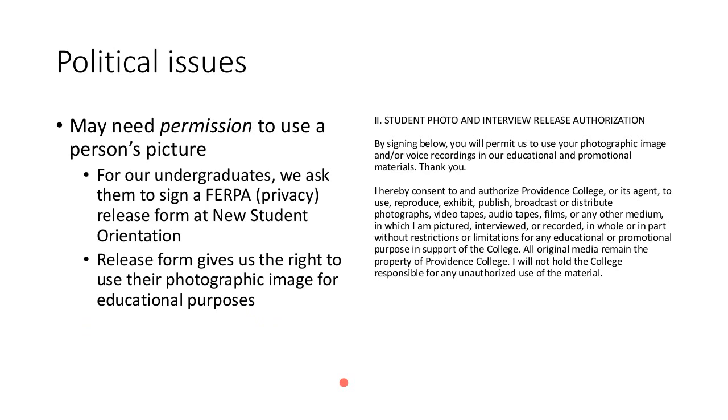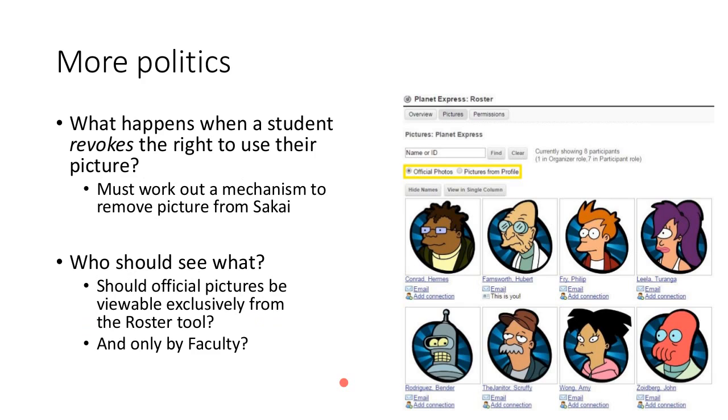Now, more politics. What happens if a student revokes the right to use their picture? They might go into enrollment services and revoke their FERPA release. In that case, we might need a mechanism to remove the picture from Sakai if previously uploaded, because they might decide as a freshman that they want to share their information, and they might decide as a sophomore that they no longer want to. So how are we going to get the photo out of Sakai once it's been uploaded?